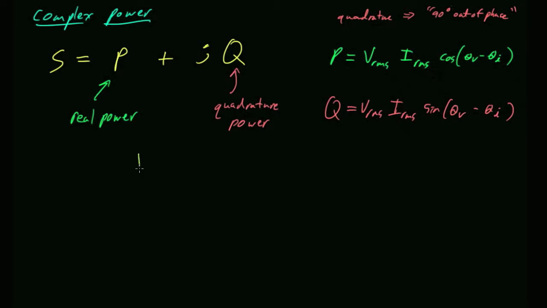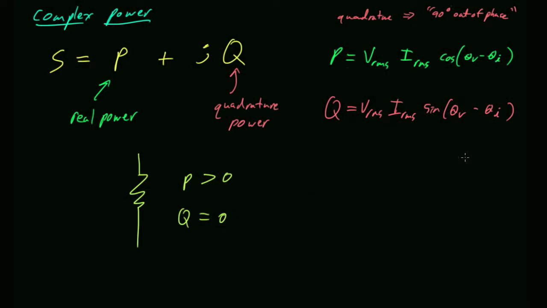In a resistor, you have real power, but you have no quadrature power. All the power that goes through the resistor, voltage and current are, what's the voltage-current relationship in a resistor? Are they in phase or out of phase? They're perfectly in phase. So for a resistor, theta V and theta I are the same. You've got cosine of 0 is 1. So that's it. You have power. How much quadrature power do you have in a resistor if the voltage and the current are in phase? You have sine of 0, which is 0. So you have no quadrature power.